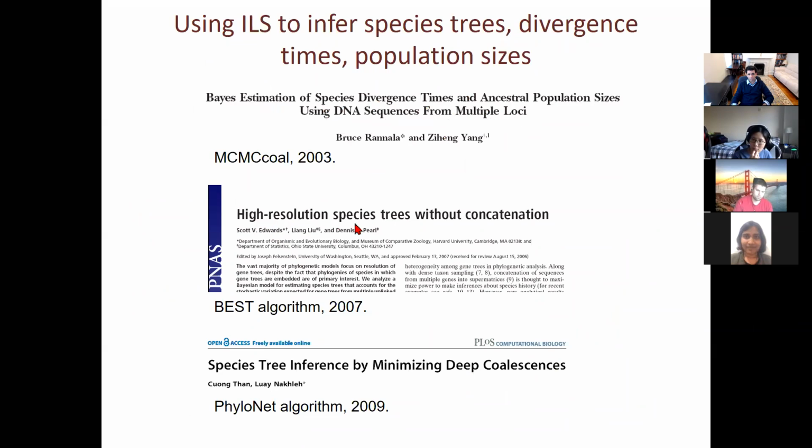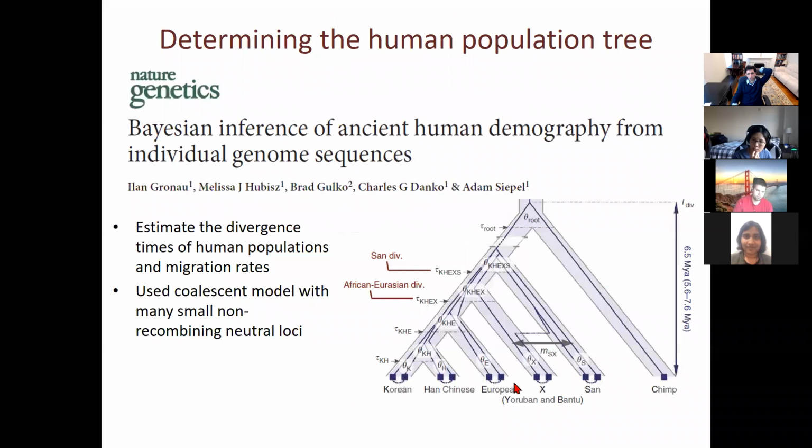You can infer high-resolution species trees using this approach that deals with concatenation, and that does not have to resort to concatenation by using this sort of deep coalescence. And then you can also infer species trees by minimizing deep coalescence rather than minimizing duplication and loss events. Incomplete lineage sorting has also been used to determine the human population tree by inferring ancient human demography from individual genome sequences.